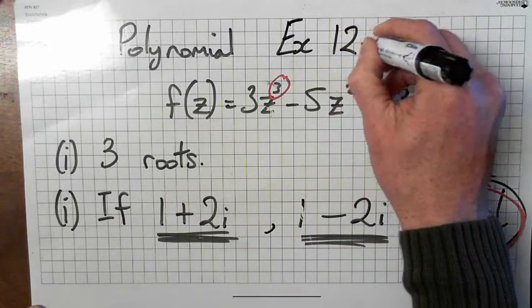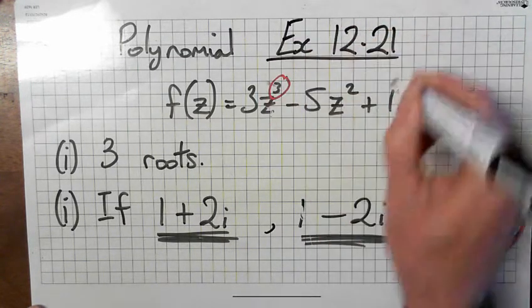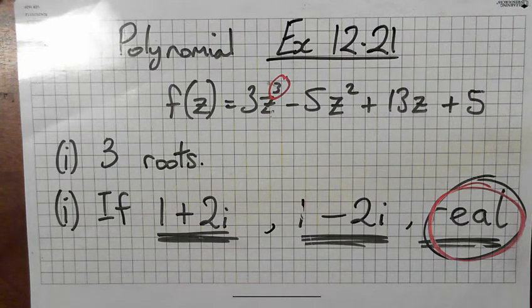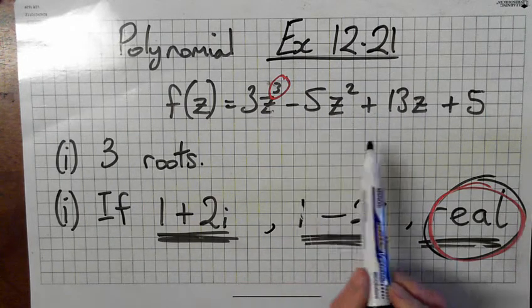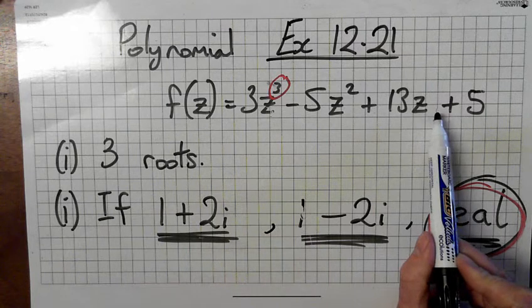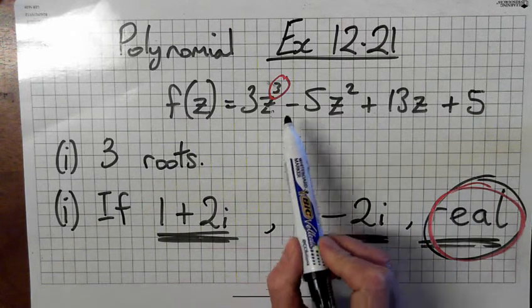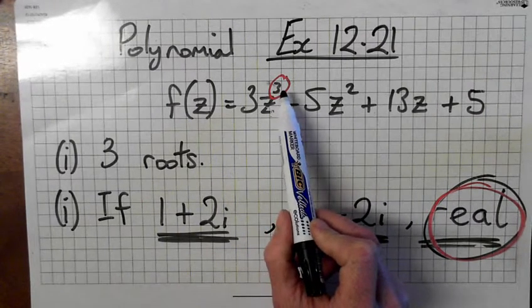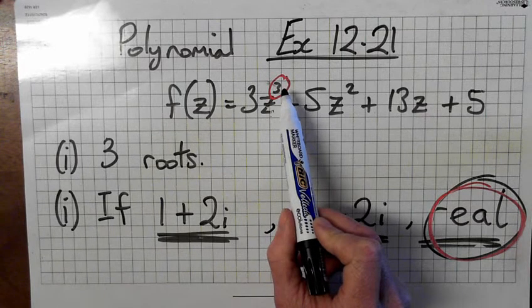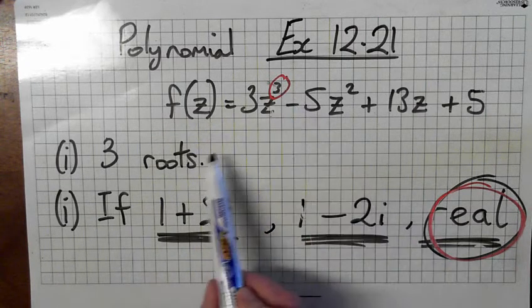Example 12.21. I'll just repeat it again. So this is the polynomial, and in the question you're asked how many roots does it have? It has 3 roots. Right, so that was the first question.